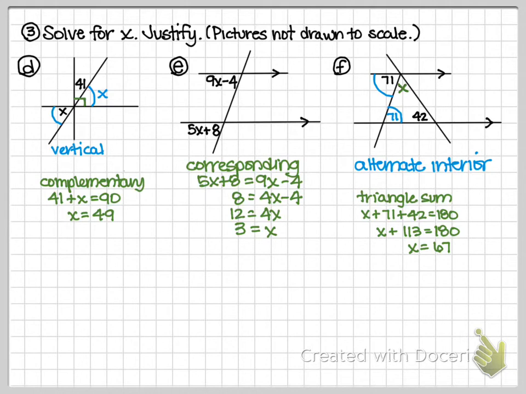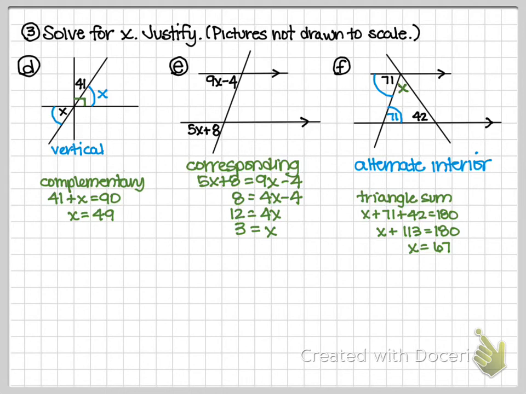And then knowing that the 41 and the x do make that box in the corner, which I then highlighted green to match my green work, which is complementary. Moving on to E, we know that those 2 are corresponding. They're in the same relative position to the parallel line and to the transversal, so set them equal and solve.